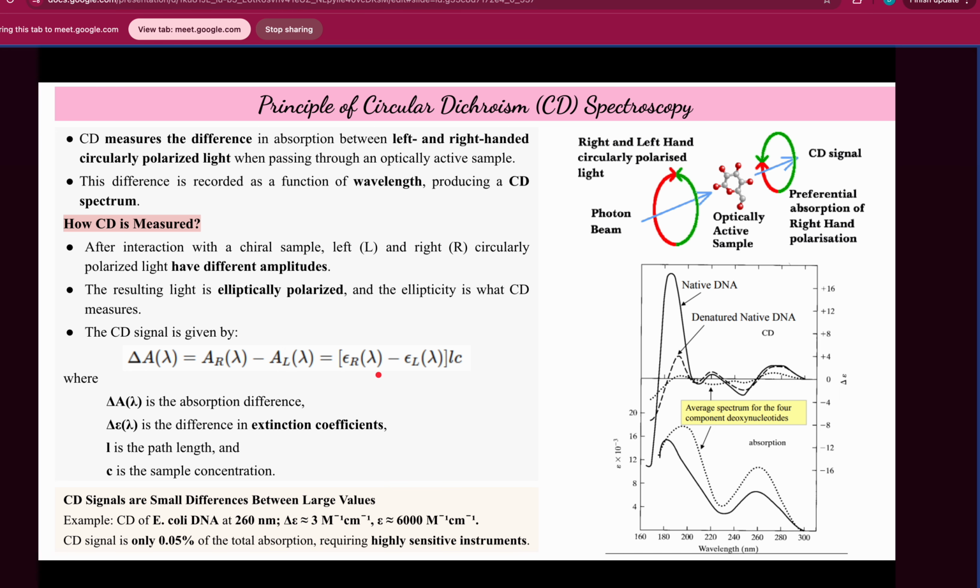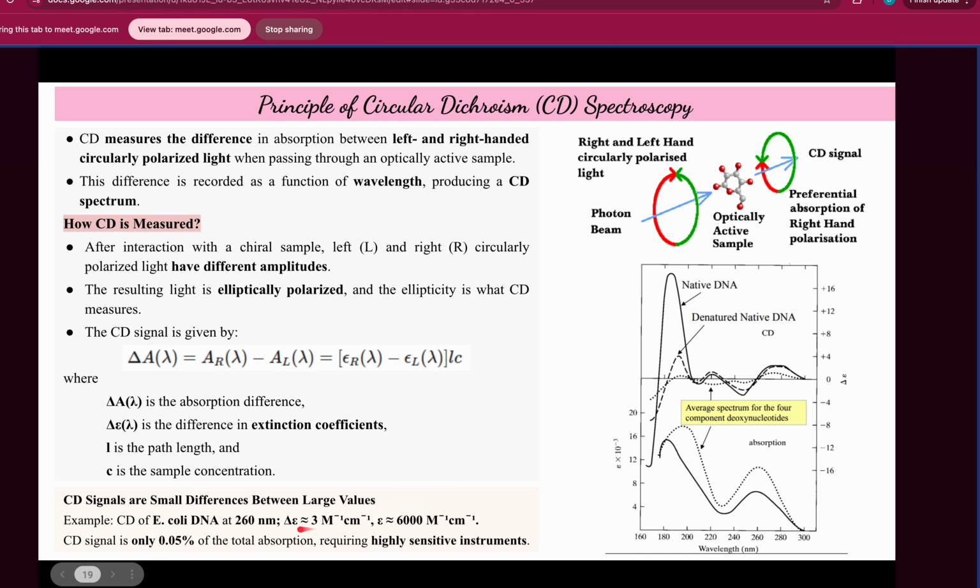So these are two names by which we call it. And del A is the absorption difference, L is the path length, and C is the sample concentration. So this is how this equation is derived, because we are putting in the values from the Beer-Lambert law. So CD signals are the small differences between large values.